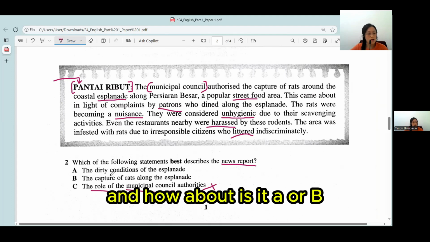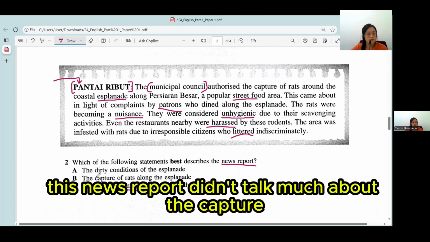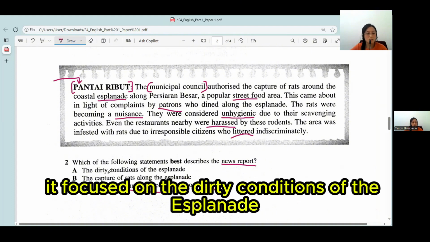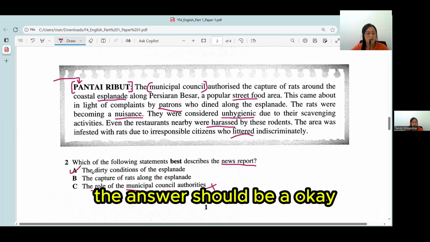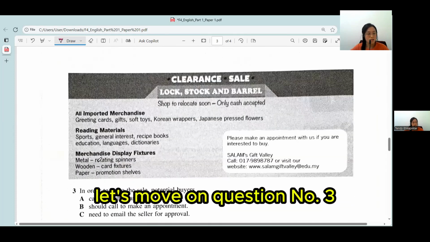And how about, is it A or B? This news report didn't talk much about the capture. Instead, it focused on the dirty conditions of the esplanade. So the answer should be A. Alright, the answer should be A. Okay, let's move on. Question number 3.